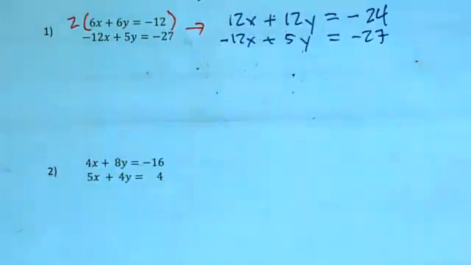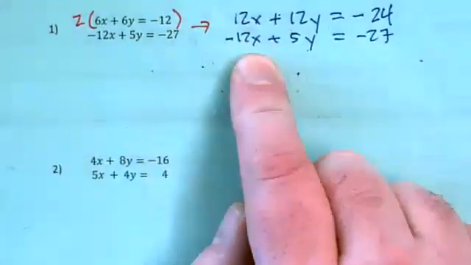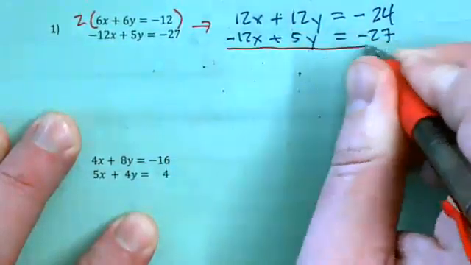What do you notice about those two equations now? Are we set up for elimination at this point? If I were to add them together, would the x's or the y's eliminate? Which one? The x's are going to eliminate, right? Because I got the same number, one's positive and one's negative. So let's do it. Let's add them together.